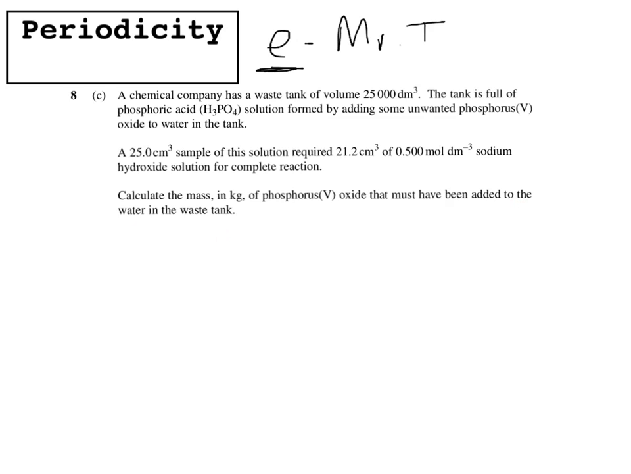So the first thing to do is just write out the equations. So the first equation here is the adding of the phosphorus oxide to water to create the H3PO4. So you've got P4O10 plus H2O, and that makes H3PO4. And then you just need to balance that. So you've got 4 H3PO4 and 6 waters.